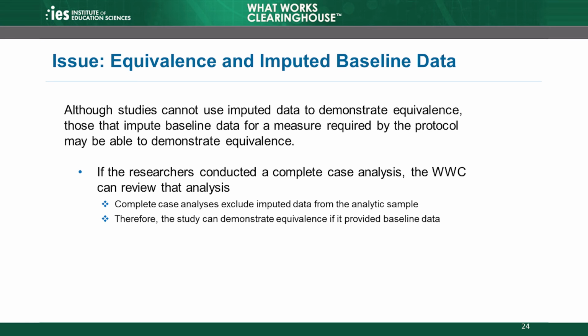Although the imputed baseline data are a concern, it is possible for a study with imputed data for a measure required by the protocol to demonstrate equivalence and meet WWC group design standards with reservations. If the researchers conducted a complete case analysis, which means they dropped any records that had missing data rather than impute the data, the WWC can review that analysis. The WWC can assess equivalence on the analytic sample for that analysis if the study authors provided baseline data for the complete case analytic sample.